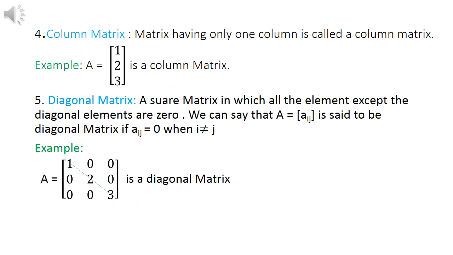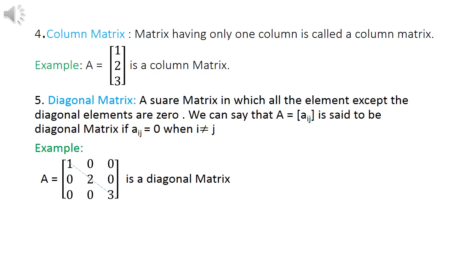Similarly, in a column matrix, there is only one column. So what is a column matrix? A matrix having only one column is called a column matrix. For example, A is a matrix of 3 cross 1. Then there is one column, so A is a column matrix. If we write a matrix of order 2 cross 1 or 5 cross 1 or 6 cross 1, they are all column matrices, because the number of columns is 1, whatever may be the number of rows.